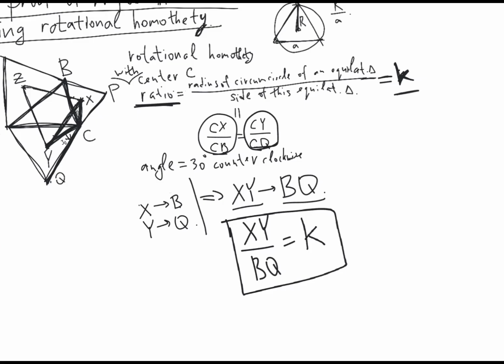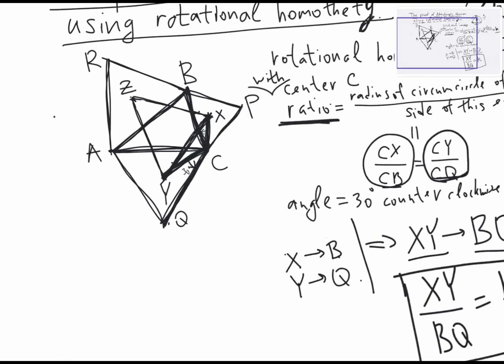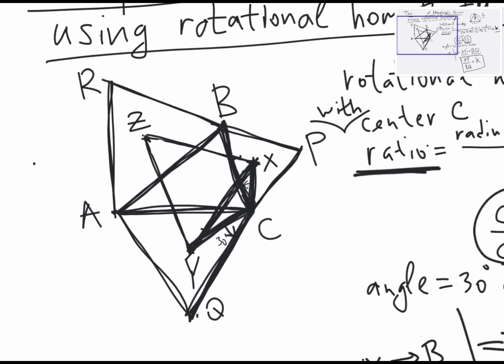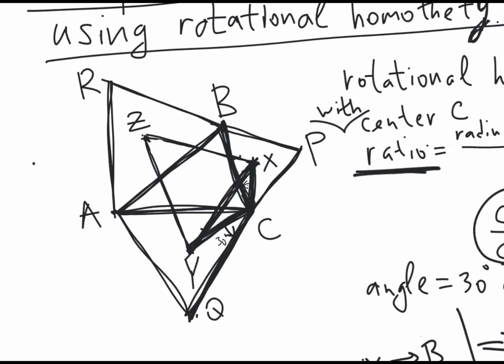Now similarly we can consider the other side. So the rotation with center A and these segments. So basically the rotation here by 30 degrees. So this is also a 30 degrees angle. So the rotational homothety around point A by 30 degrees with the same ratio, right?